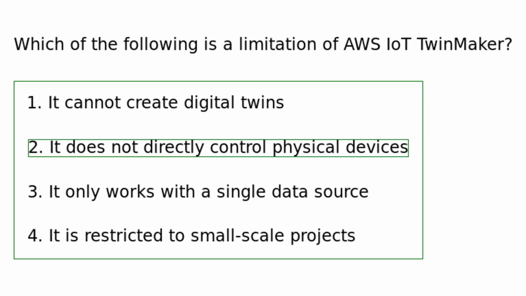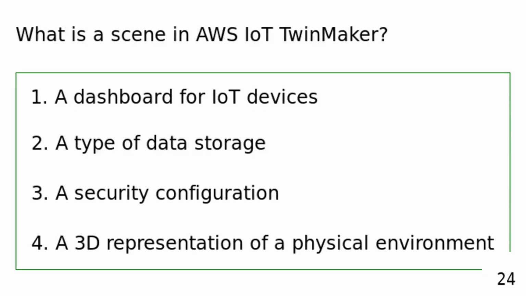A limitation of AWS IoT TwinMaker is that it does not directly control physical devices. While it can represent and monitor devices, it is not designed for direct device control, which is typically handled by other systems or services. What is a scene in AWS IoT TwinMaker?